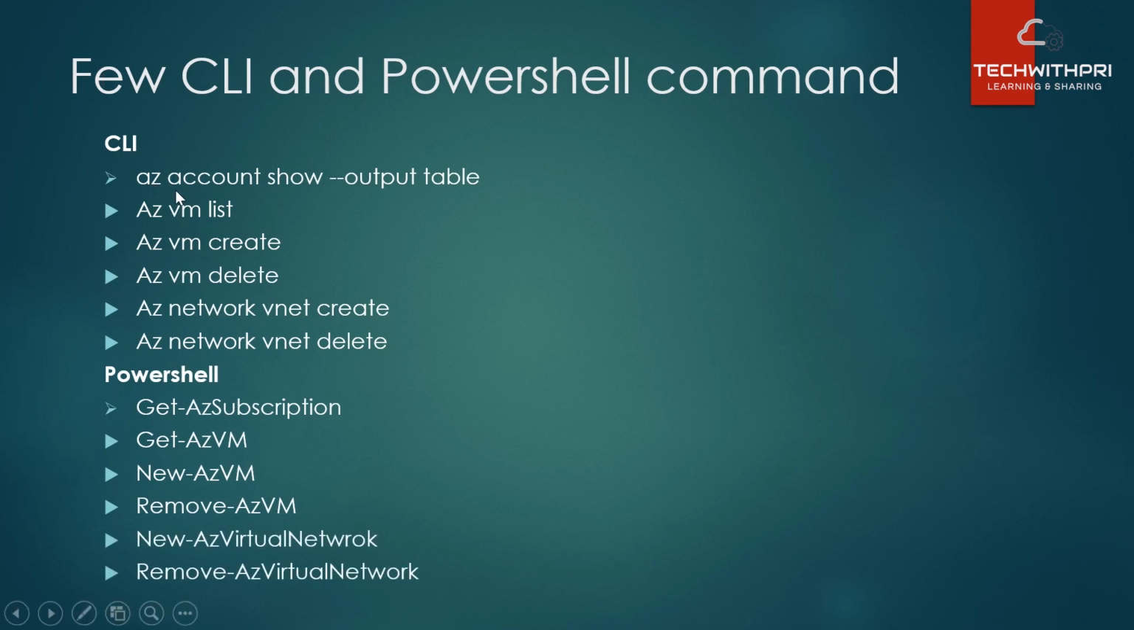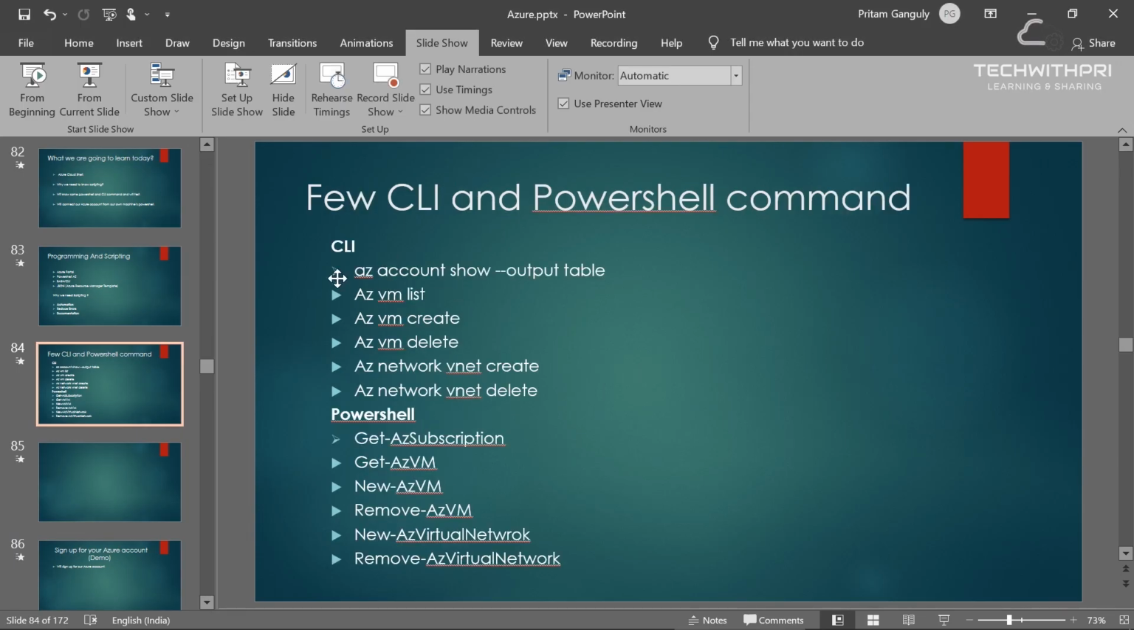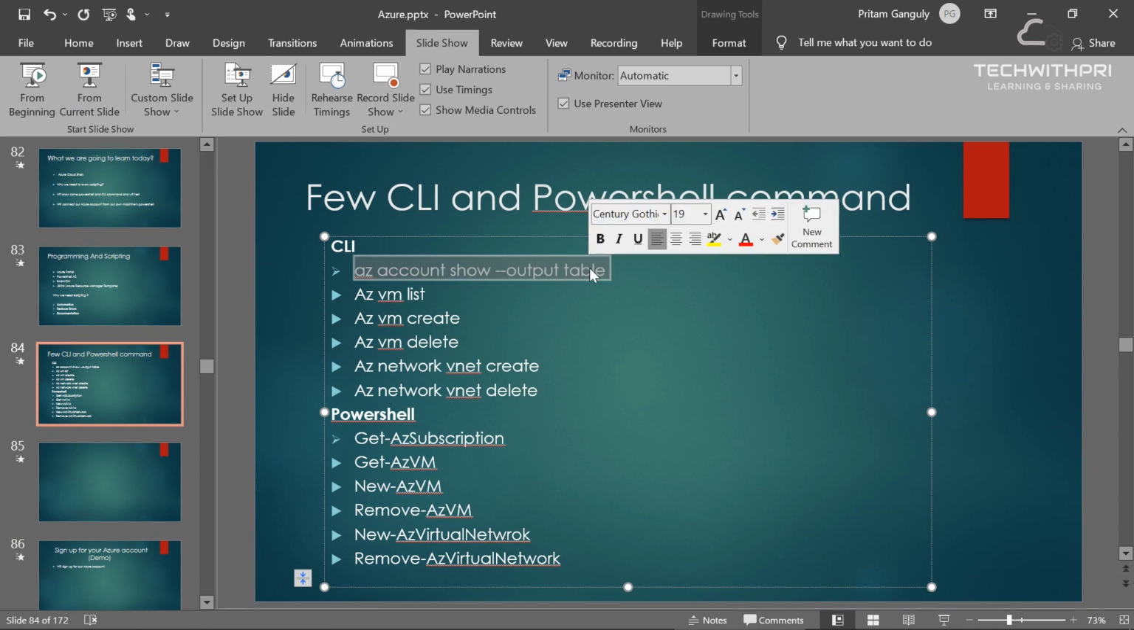For CLI, this command is az account show, and then the properties. This is how you should write properties, with a double dash, you can see two dashes are there, and then output. You want to see your account in a table format, so it will give you output in a table format. Let's see how it works. I'll just copy it.